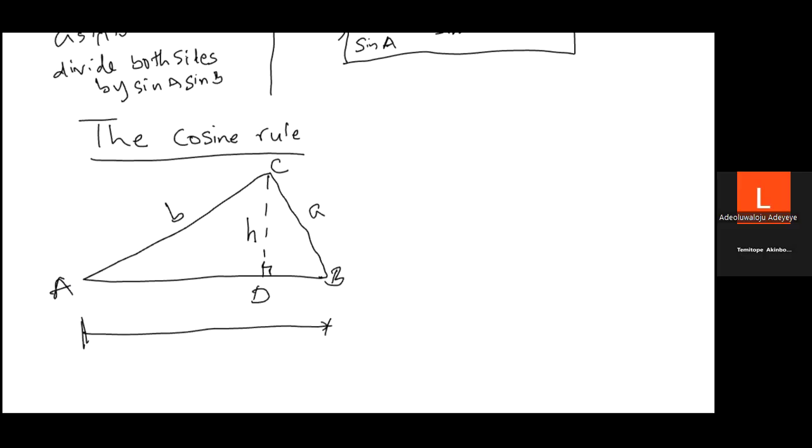Now, let's call AD X. So if AD is X, that means DB or BD will be C minus X. You know, C is longer. So C minus X. So you have that. So I want you to draw the diagram quickly before I start the process. When you're done with the diagram, let me know.